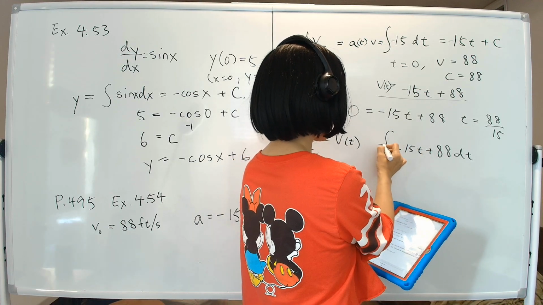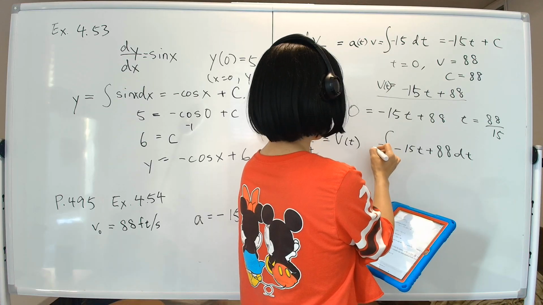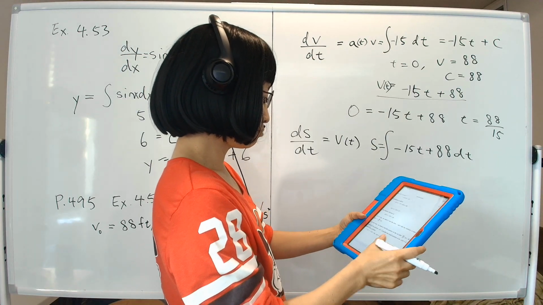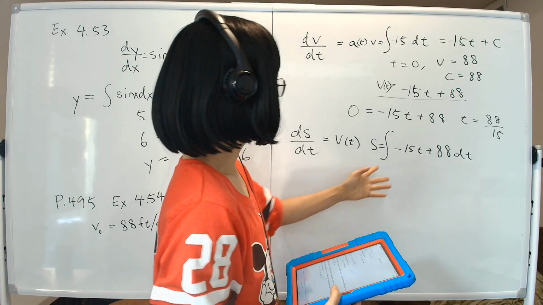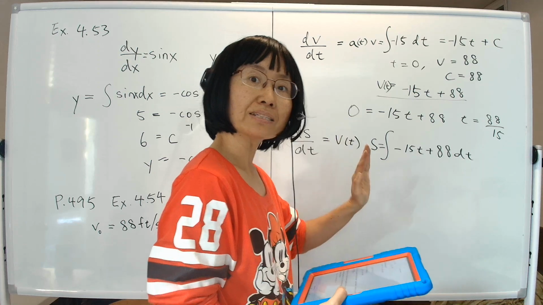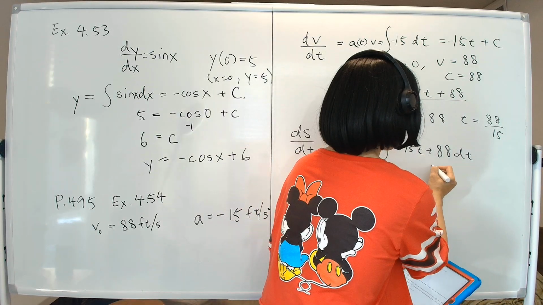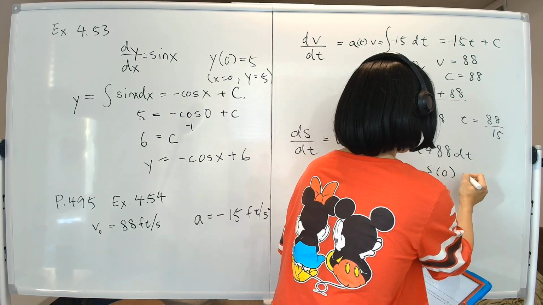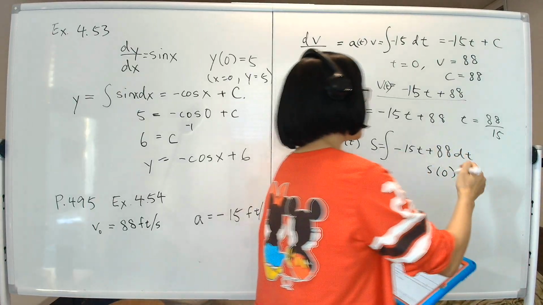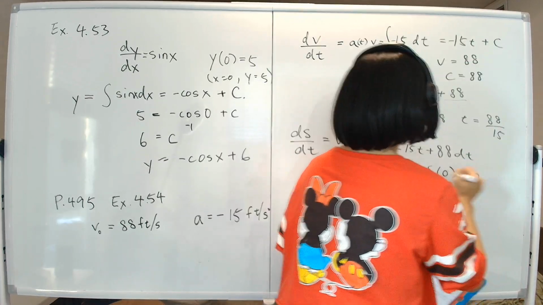That equals s, right? To integrate that we need the initial position. Where's the initial position? Well, in the beginning we'll call it 0. So s of 0 at time 0, we'll count that point as 0 and see how far it goes from that point. So s0 equals 0.